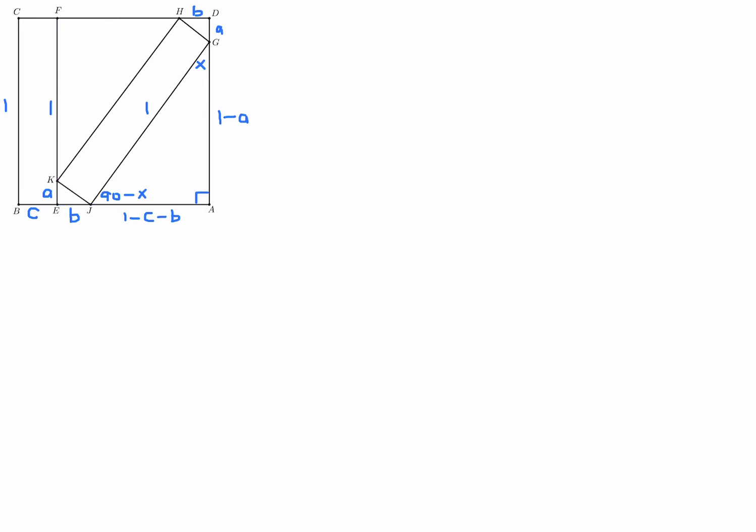So that basically means that the first thing is we have some similar triangles, and that's KAJ is similar to JAG. And then from Pythagoras, since this is also C, since those two triangles are congruent, we have A squared plus B squared is equal to C squared. So now let's look at the similar triangles relationship. From that, we will get that A over 1 minus C minus B is equivalent to B over 1 minus A is equivalent to C over 1.